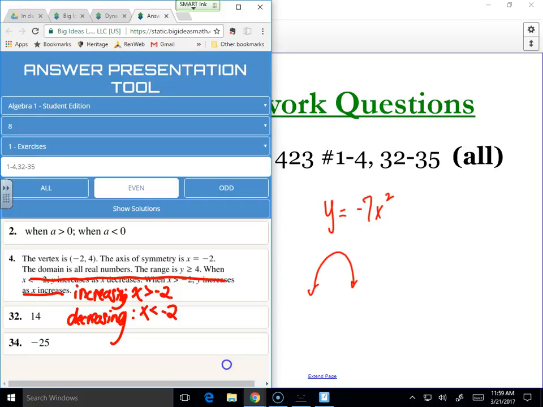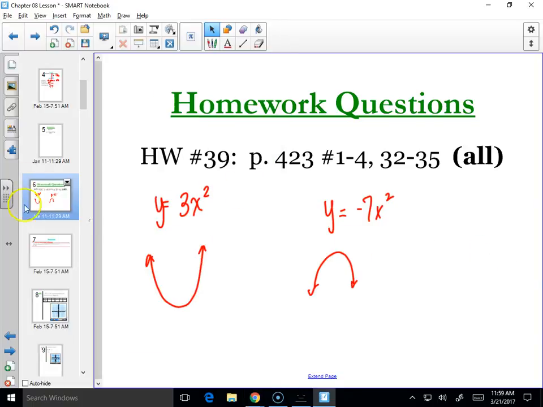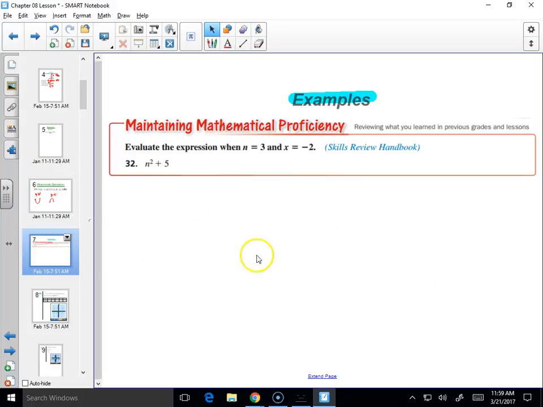Last but not least, 32 and 34, 14 and negative 25. Kiddos, I'm going to go back to your notes real fast. 32's question was this. How are you supposed to get that answer that we just checked? Wait, should we go back real fast so we can see it?